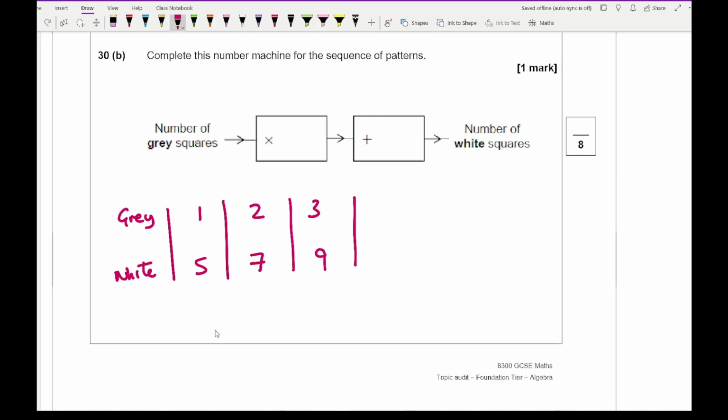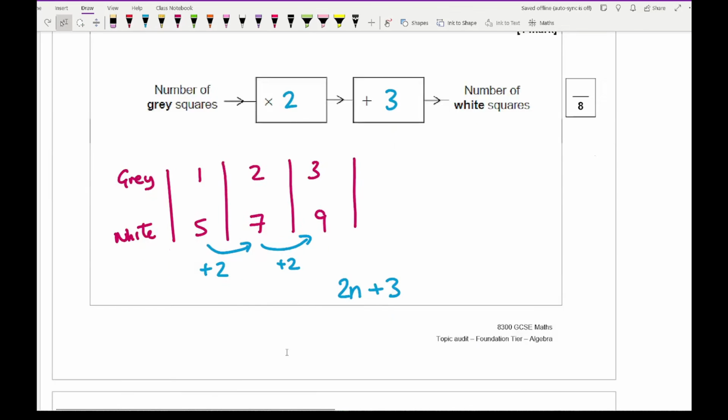So what we need to do is then find the pattern or the nth term from this. Here we can see that the difference between the white tiles is plus 2. So that means we're going to end up with 2n. And then what do we have to add to 2 to get to 5? Well, we need to add 3. So it's going to be times 2 plus 3.